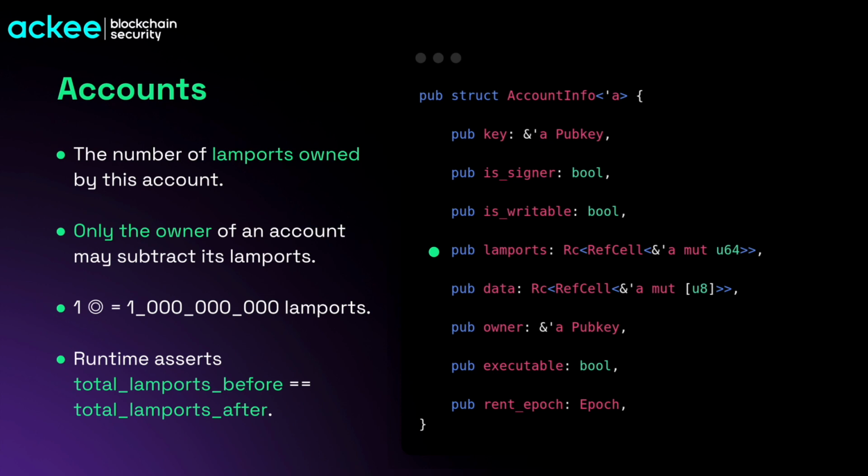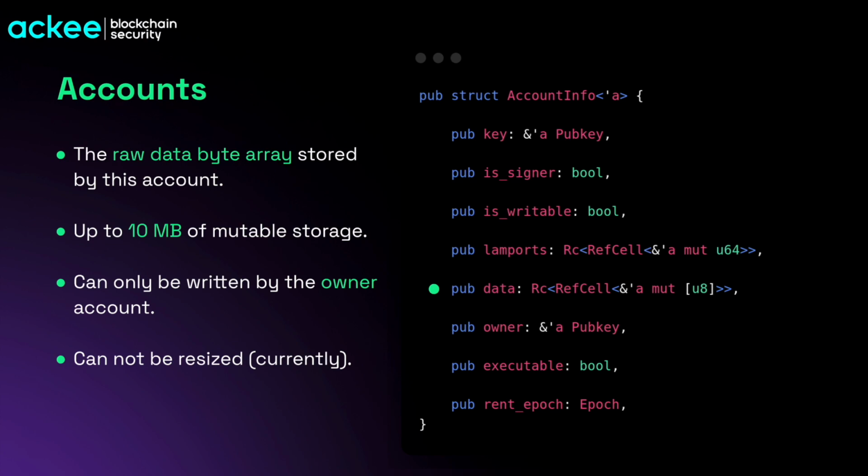Another important one is lamports. It is a number of lamports owned by this account, and only the owner of this account may subtract its lamports. Everyone can credit the account, which means we can send lamports to any account we want. But if we want to subtract this data or subtract the lamports or essentially spend them in any way, we need to be an owner of this account.